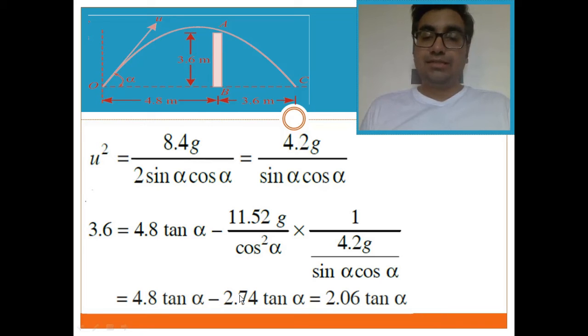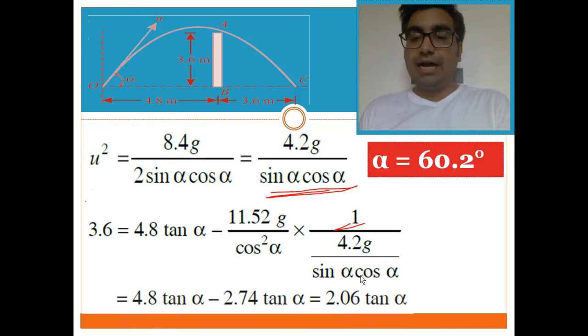I substituted this equation in the previous y equals x tan alpha equation. So I substitute this value of u square in the previous equation and I do the analysis and I get 3.6 is equal to 2.06 tan alpha. So with the help of that I get alpha is equal to 60.2 degrees.